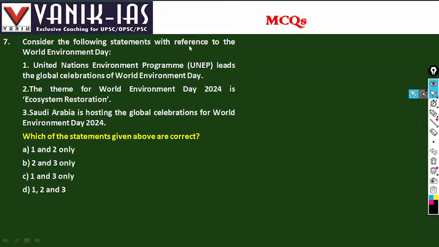Consider the following statements with reference to World Environment Day. The United Nations Environment Programme leads the global celebration of World Environment Day. That's right. The theme of the day is... no, it's not. Saudi Arabia is the hosting country, right? 1 and 3 are correct. Means C is the right option.